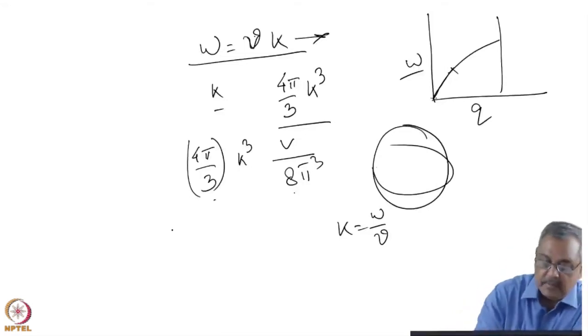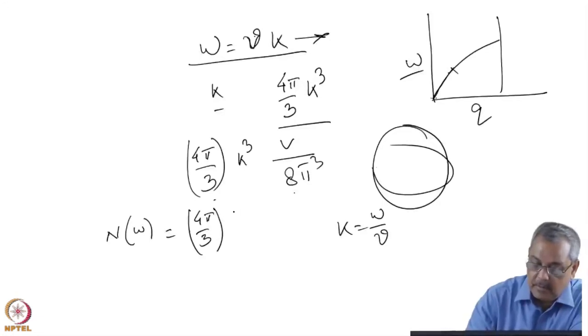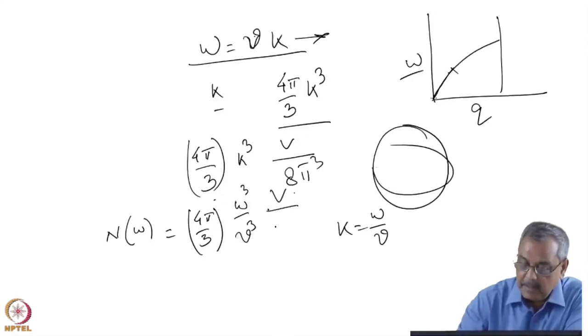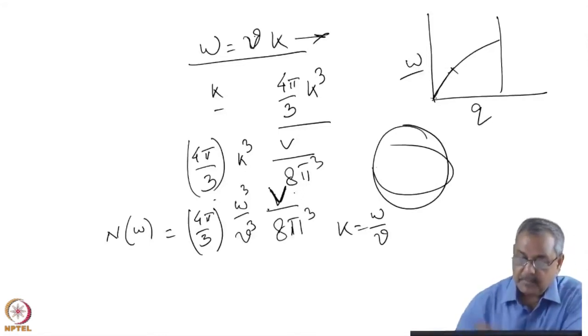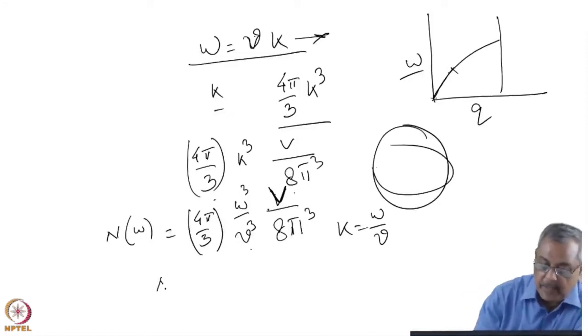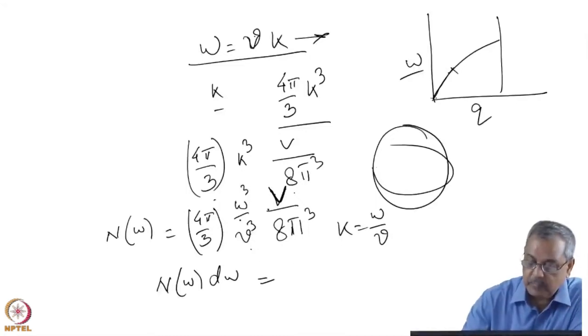Then n omega will be equal to 4 pi by 3 k cube, which will be omega cube by v cube, into V by 8 pi cube. This V is the volume of the sample and this v is the velocity of the wave. So then we know that n omega d omega, that is the number, will be given by omega cube becoming 2 omega square.